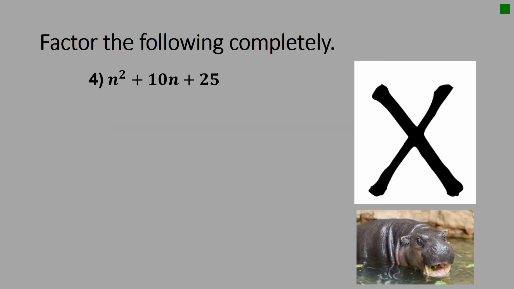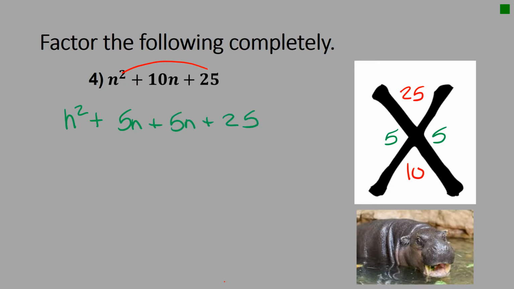Factor completely. Since my leading coefficient is a 1, I know there's nothing I can do. So 1 times 25 is 25. I'm looking for positive numbers that add up to 10 and multiply to be 25, and it is going to be 5 and 5. So n squared plus 5n plus 5n plus 25.